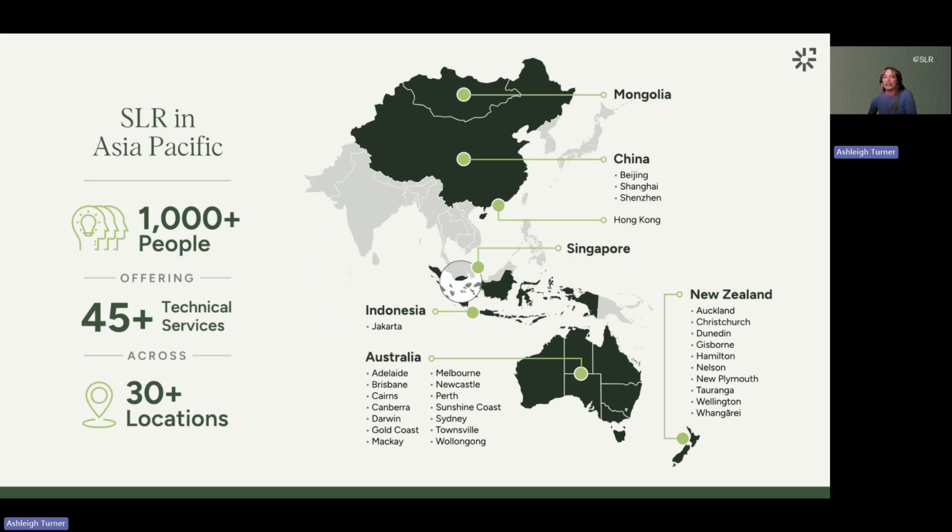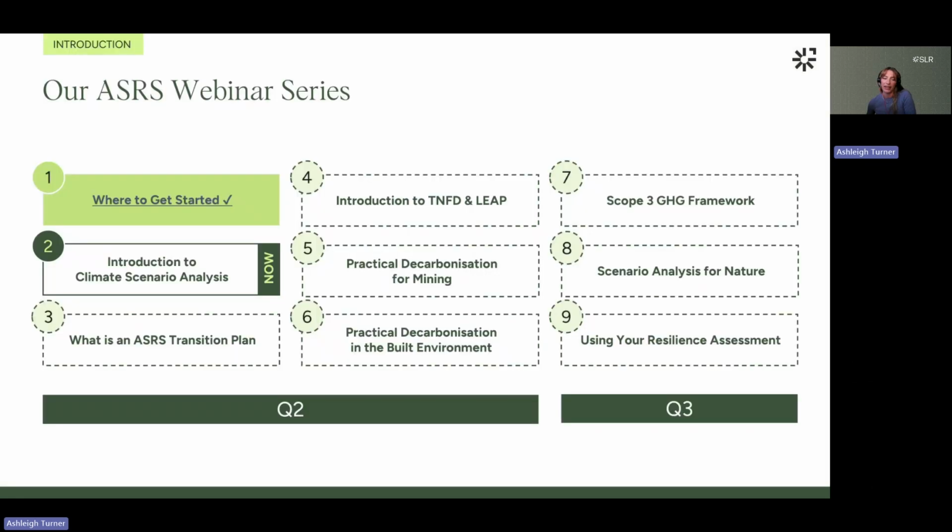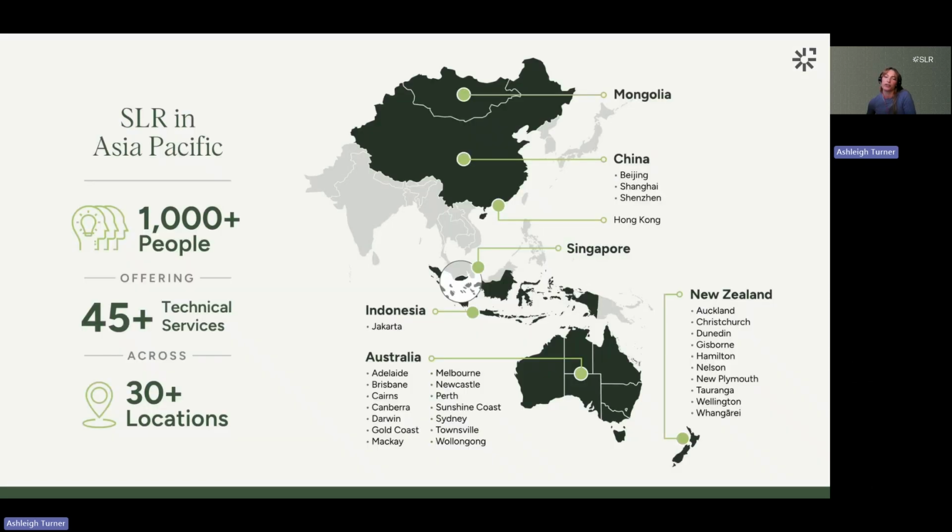And in APAC specifically, we're over 1,000 people now. So the majority are in Australia, but we have a strong New Zealand team and growing presence in Southeast Asia and China as well. So we've got that local regulatory context, but also that upstream value chain knowledge as well.